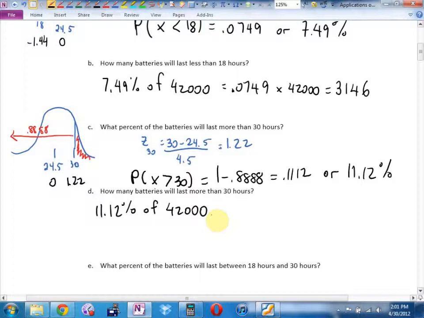Joel, what does "of" mean? Take the 11.12, make it a decimal, which you conveniently have right there anyway. How many batteries will last longer than 30 hours? 4,670. Is that rounded off properly? Yep.